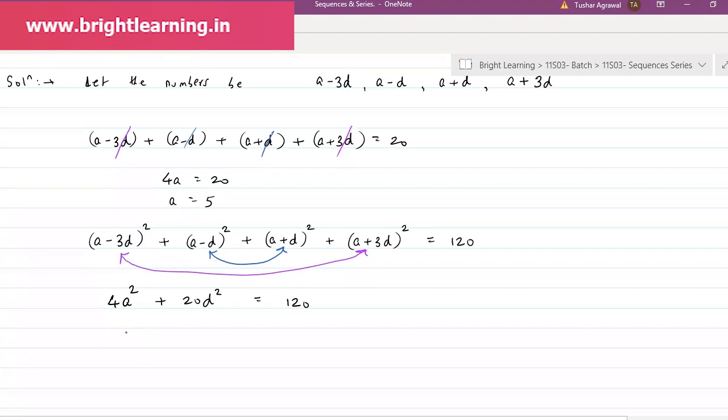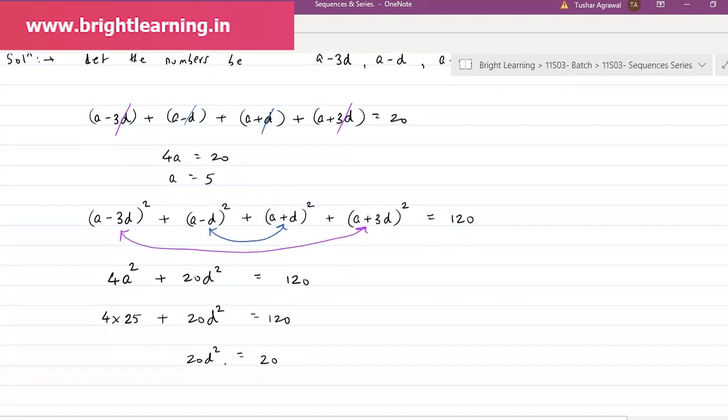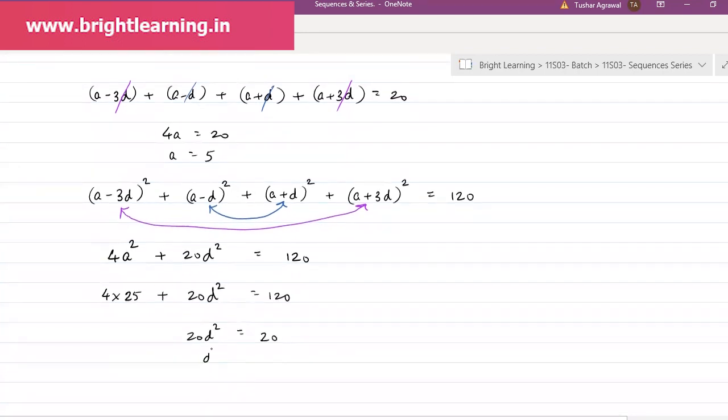Substitute a equal to 5. So 4 into 5 square, that is 100, plus 20d square equal to 120. 20d square will be equal to, 100 is subtracted, so 20. So d square equal to 1. So d is equal to plus or minus 1.